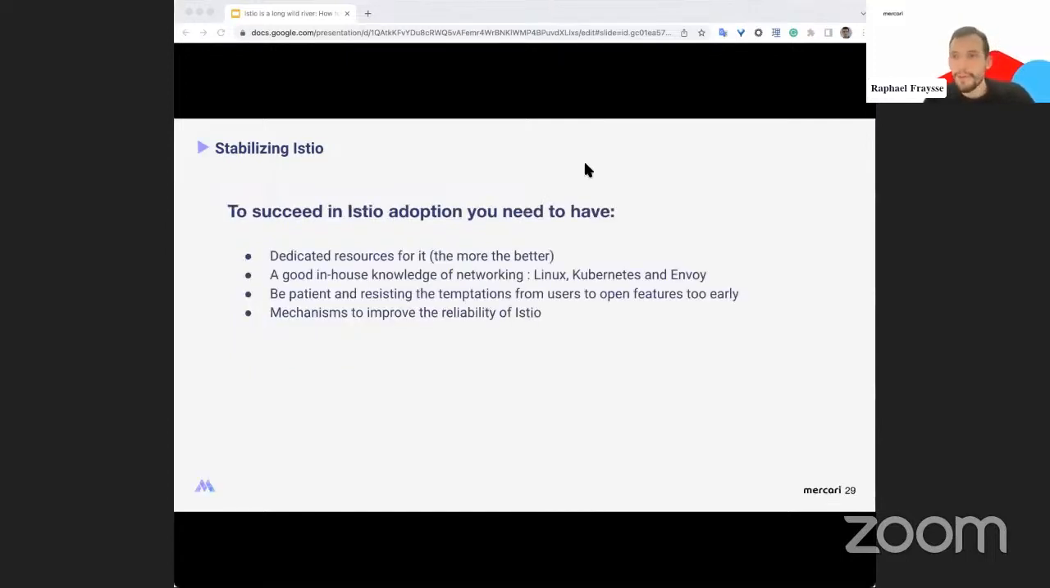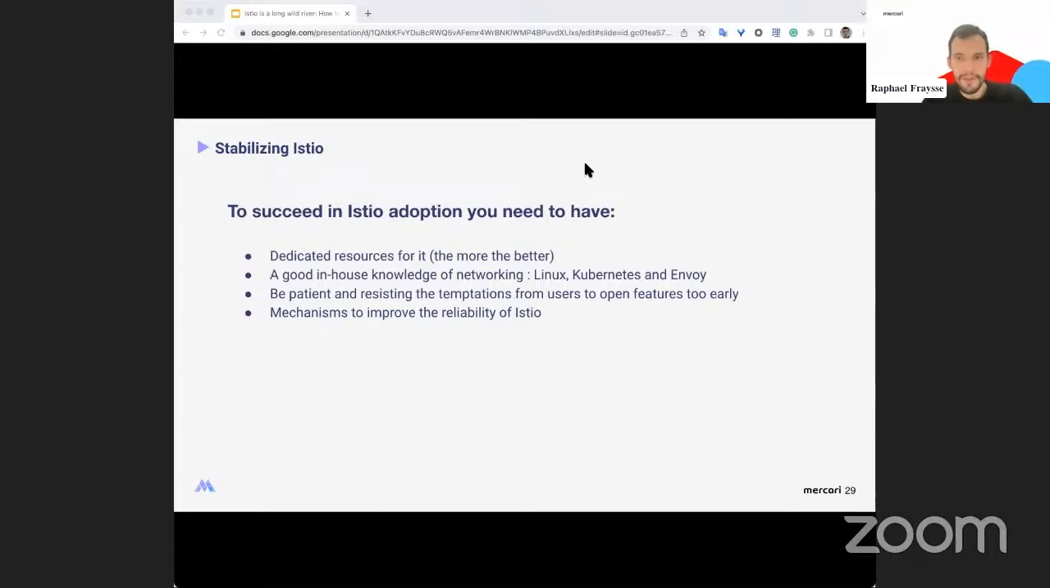Also, some advice on what you can do to have a more successful adoption. The first thing is to have dedicated resources for it, people who can consistently take a look at it, understand it, get better at it, and be able to handle basically any issue that potentially happens. I said earlier also about networking knowledge. It's very important to be knowledgeable about Linux, Kubernetes, networking, and Envoy.